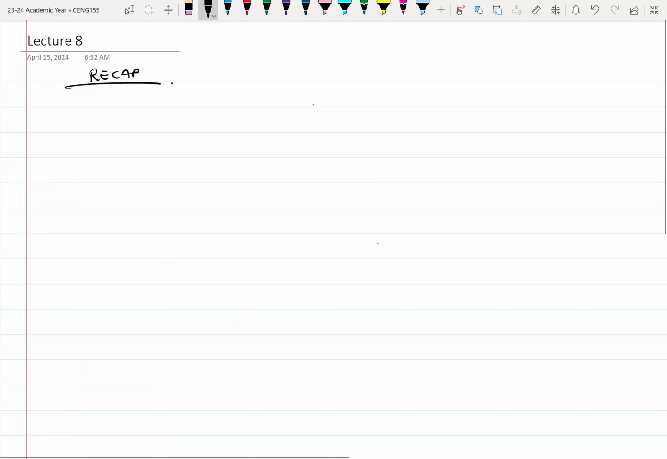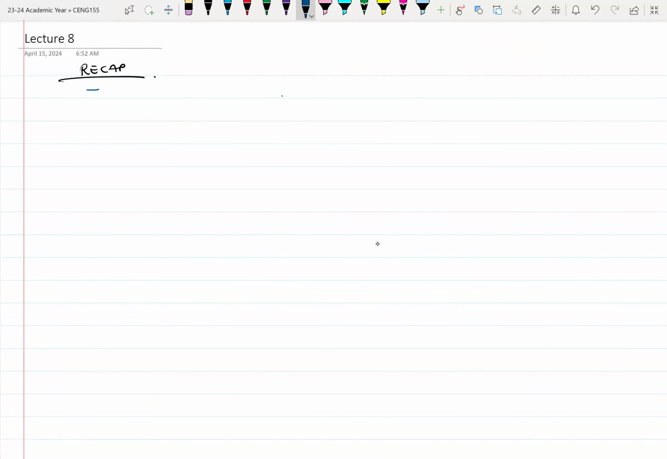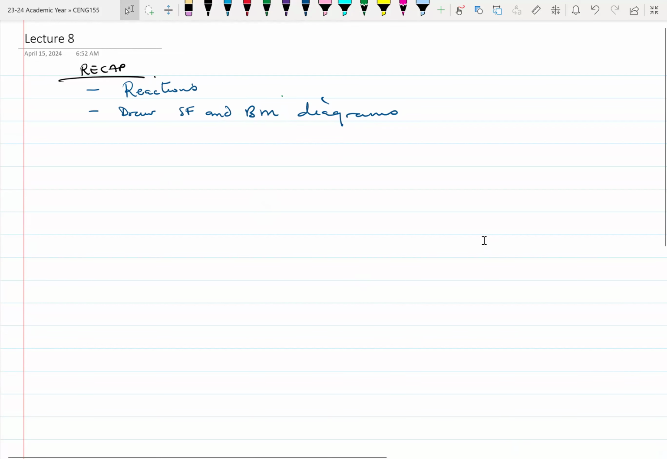Over the past few weeks, we have been looking at how to determine reactions. Then also how to draw the shear force and the bending moment diagram, the BM diagrams. At this point, we can confidently agree that we have a good understanding of some of these approaches, right?